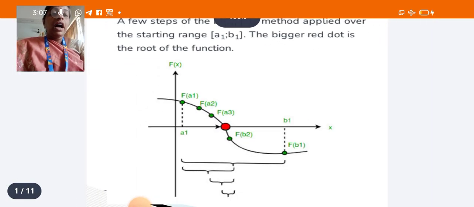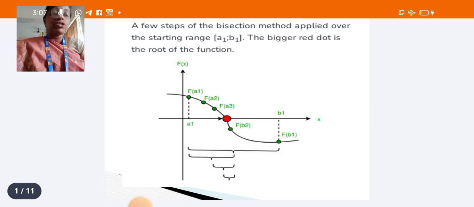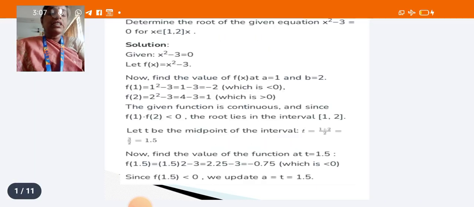Here I have shown the geometrical representation of the bisection method. The bigger red dot is the root of the function. This is the way we find the root of the polynomial using the bisection method. Here I have discussed another problem.